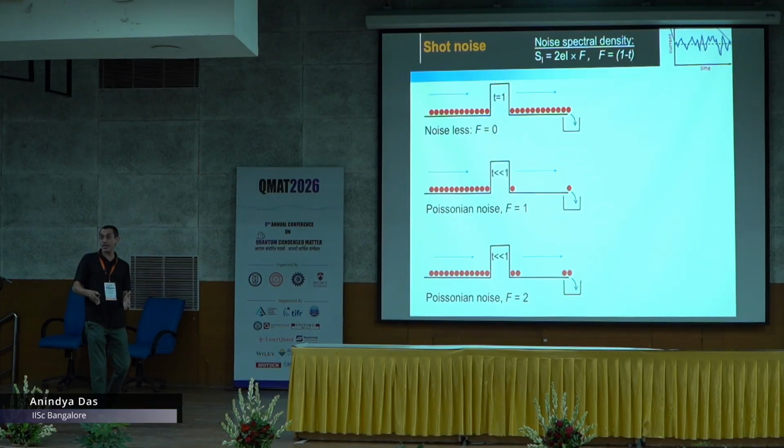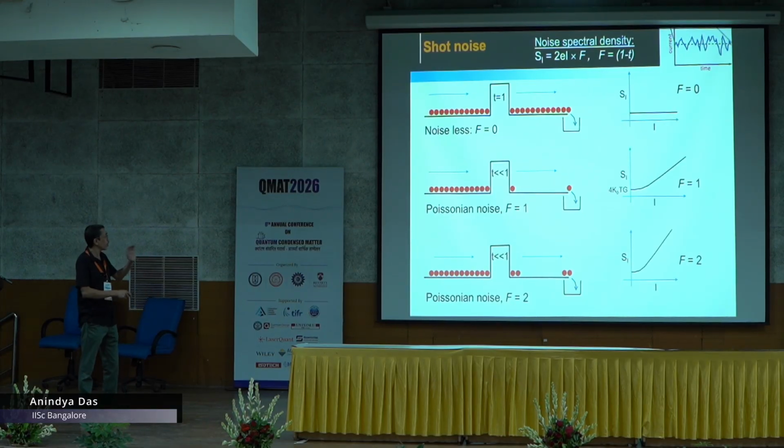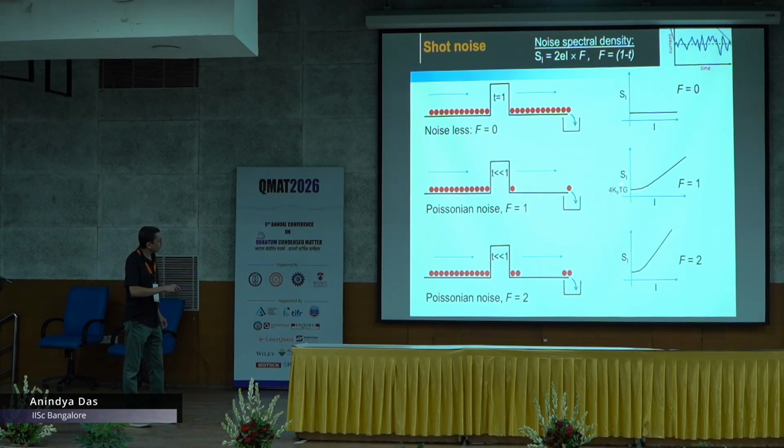So this variance, the way we characterize it, is called the Fano factor. In the experiment, we measure the noise as a function of the current. At zero current you have a background thermal noise, which is the equilibrium noise. As you increase the current, shot noise is created, and the slope tells you what the Fano factor is.